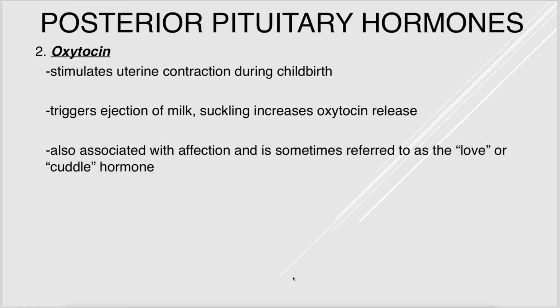Oxytocin is going to stimulate contractions in the uterus during childbirth. Again, it operates by positive feedback. It's also important for the ejection of milk, which is also positive feedback. Suckling is going to increase the release of oxytocin. This is also kind of a fun fact down here. So oxytocin is released when people hug, so it's sometimes called the love or cuddle hormone. How sweet.